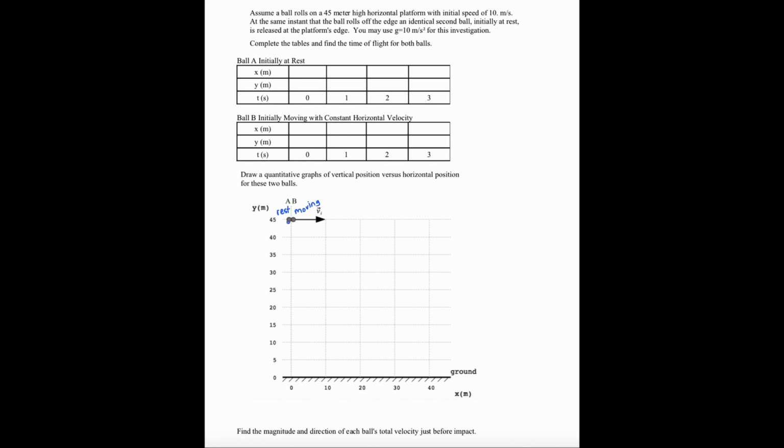Notice that they're both dropped from 45 meters above ground. So let's go ahead and put in their initial coordinates right off the bat. Both the balls start at an x of 0. And they both have a y of 45.